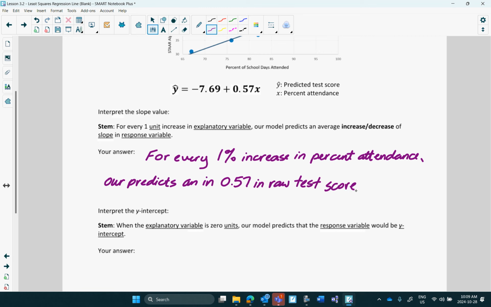If it was negative, it would be a decrease. Like if for some reason percent attendance went up and the test scores went down, we would say decrease instead of increase.